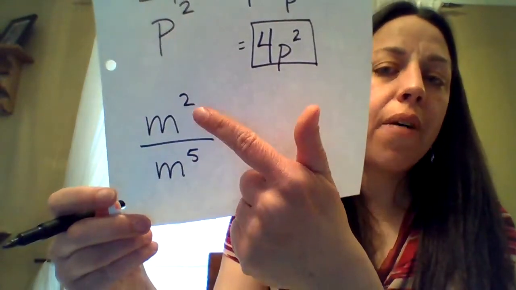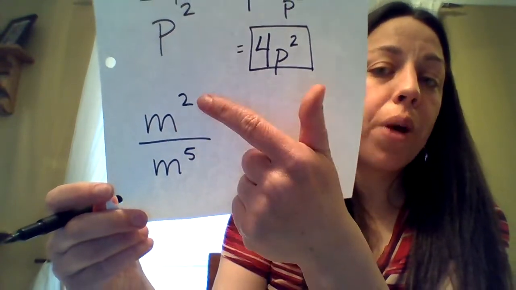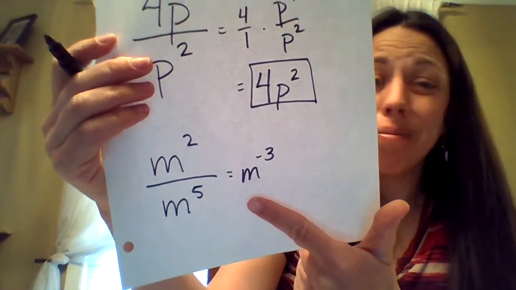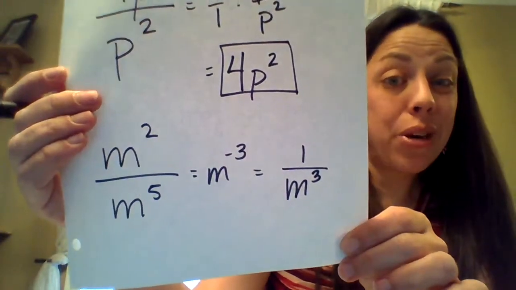All right, now I have m squared divided by m to the 5th. What is 2 minus 5? 2 minus 5 is negative 3. Thank you. Do we want to have a negative exponent? Our answer says please don't put any negative exponents. So since I have that, it would be 1 over m cubed.